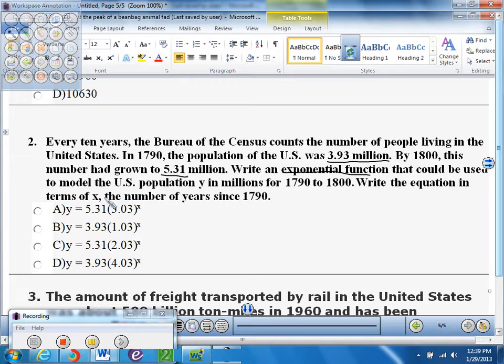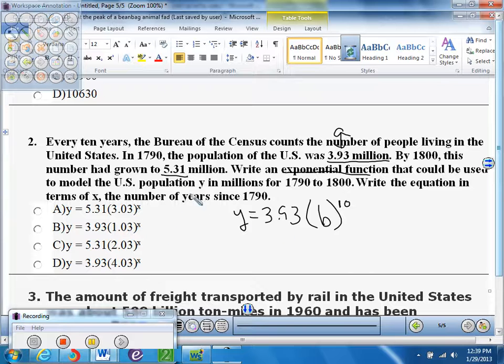So x will replace t. It's just a variable, but let's look for this. So y is equal to, now what did we start out with? We started out with 3.93, so that's going to be our A. And we know it's going to be 1 plus or minus something. Well, we don't know what this is yet, so I'm going to put that in as b, and we're going to work back, because that's going to be our base to the t power, or x in this case. We know that from 1790 to 1800 is 10 years, so that's our exponent, 10.